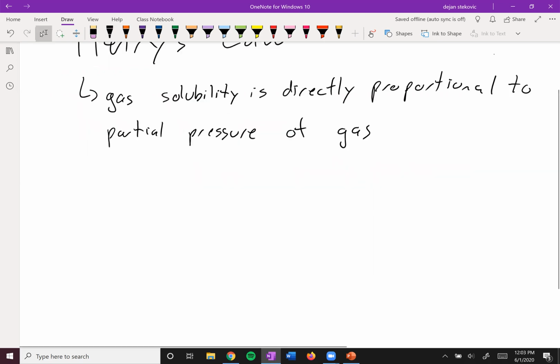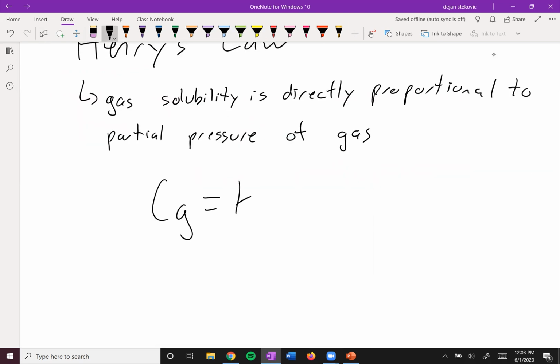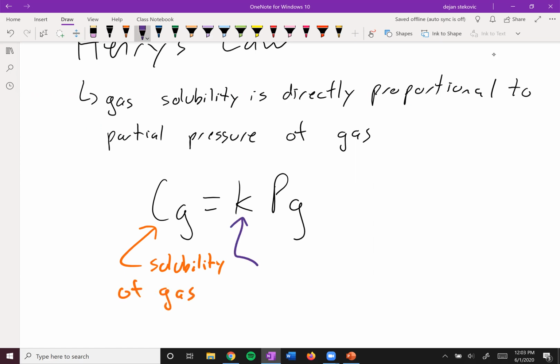And so the overall equation is Cg equals K Pg, where Cg is the solubility of the gas. K is Henry's constant. This value is different for every type of gas and every type of solvent. It's something that you'd have to be given or calculate. And Pg is the partial pressure of the gas of interest, right? Not the total pressure of the mixture of the gas, but the partial pressure of the gas.